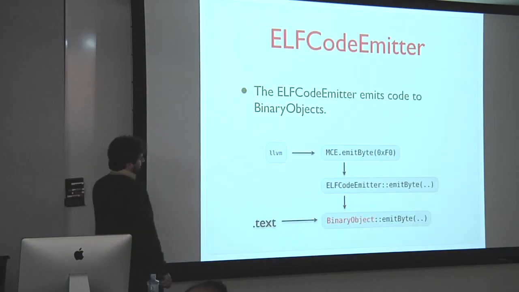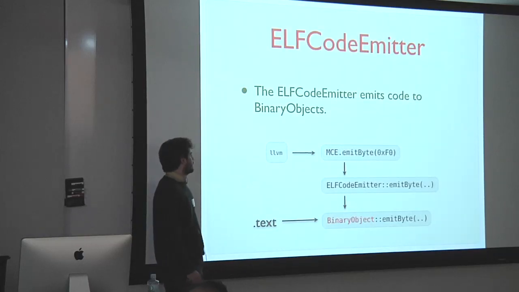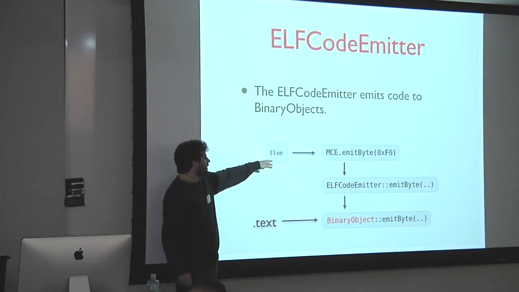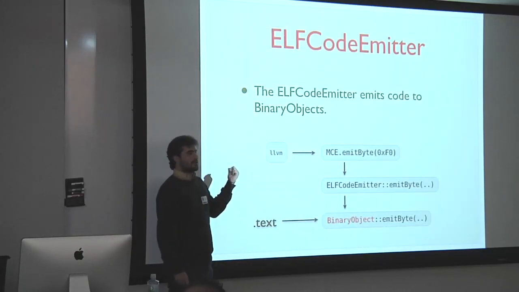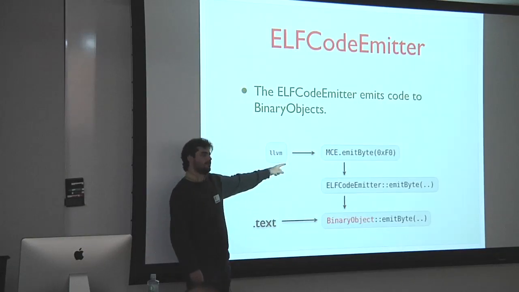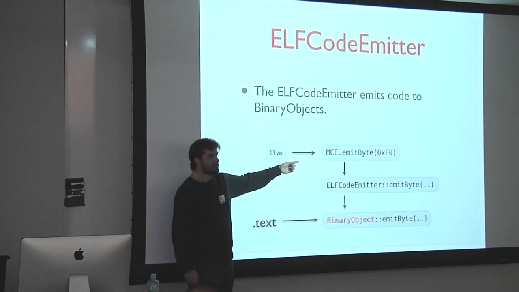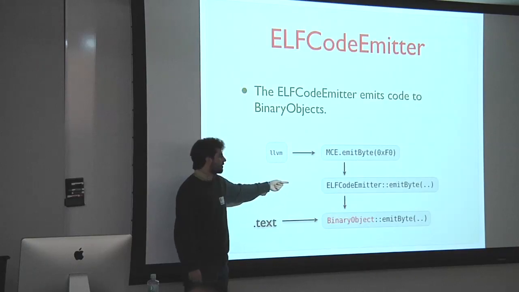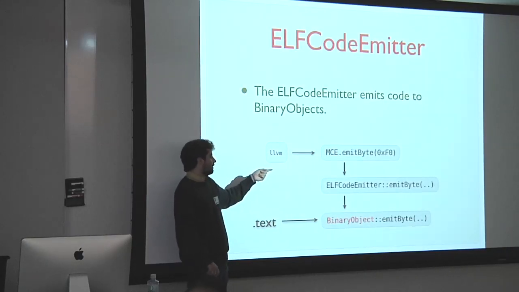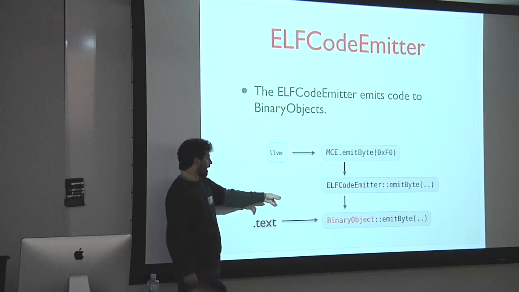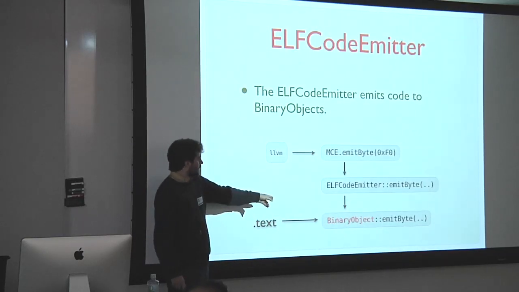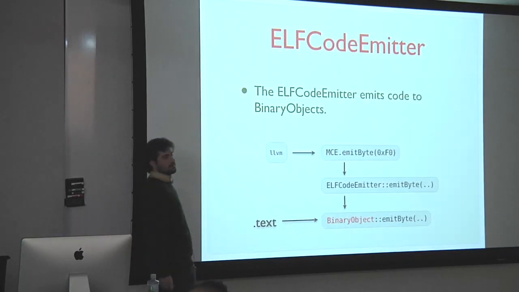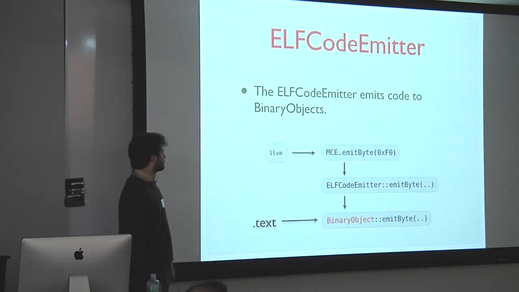So this is a little sketch of how this is all done. We have the code gen here, LLVM-IR, and after code gen, that function emit instruction I showed, we start to encode an instruction called the MCE emit byte, and it will call the ELF code emitter emit byte. If you actually emit code, the binary object representing it at the moment will be a .text, for example. It can be other, but usually a .text, and you call the binary object emit byte, and that will hold the byte for that section.